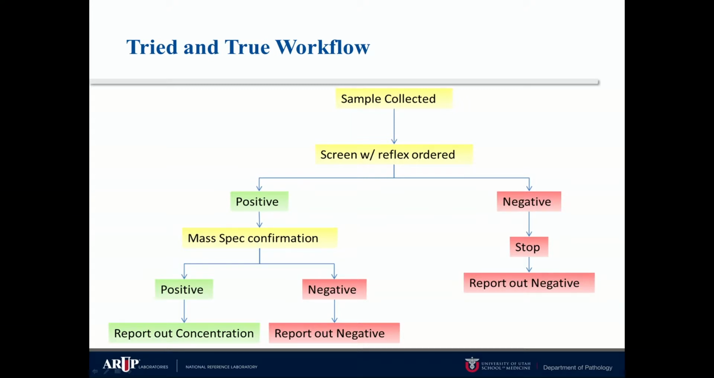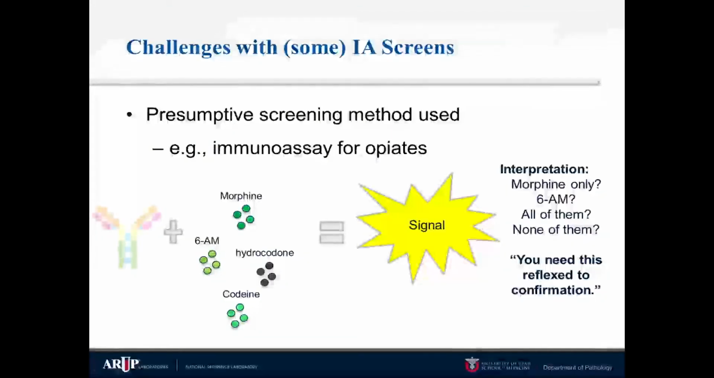And so for that reason, we report out typically a concentration, although certainly you don't have to, only because you're using mass spectrometry. And on the other side of that, if we generate a negative result by mass spec, then the assumption is it was a false positive by the immunoassay or the screening method. And so for that reason, we report out a negative, and essentially that negative confirmation result trumps that earlier immunoassay positive result. But that can still cause some problems depending upon how that screen with reflex workflow is being interpreted.